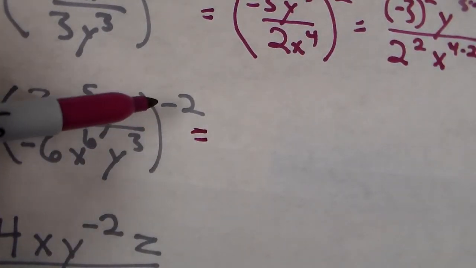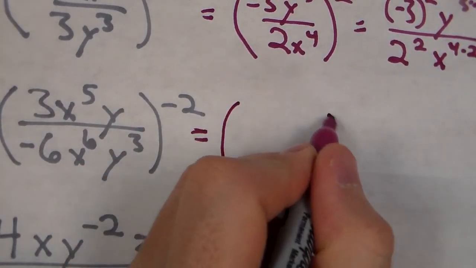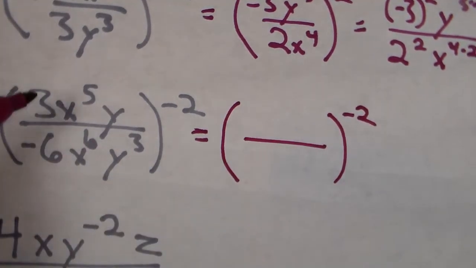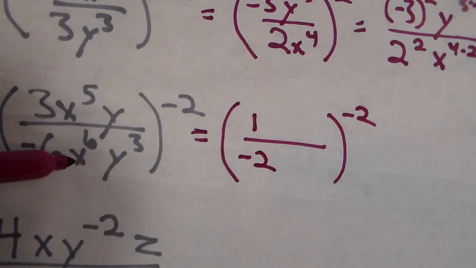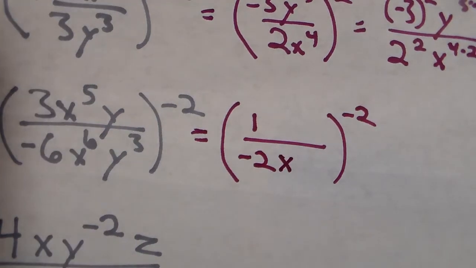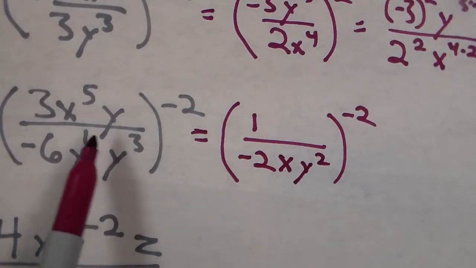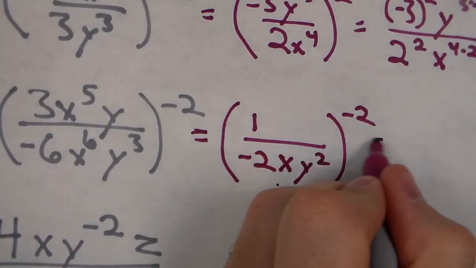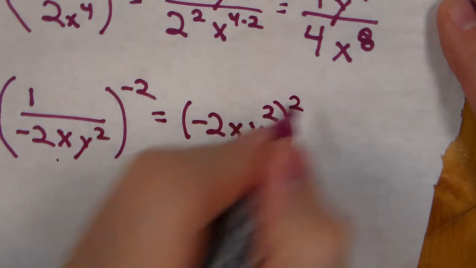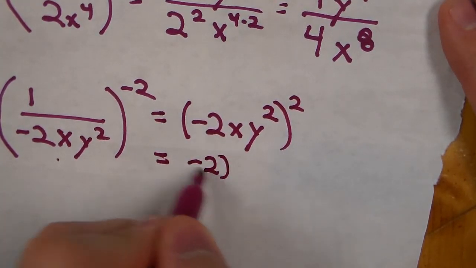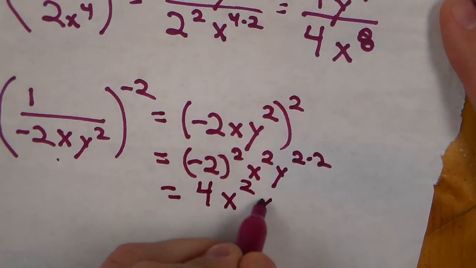Next problem, before I flip them, I'm going to simplify inside this, because if I can get rid of terms and make it nicer, that's going to help me out. So we'll still keep the negative 2 there, but what if I simplified here? Because 3 over negative 6 is 1 over negative 2. X to the 5th over x to the 6th is actually leaving me with an x on bottom. Y over y to the 3rd is going to leave me with a y squared on bottom. So now, instead of all of this having to flip, I'm just flipping this, which by taking the reciprocal comes out to be negative 2x y squared, squared. So now it's negative 2 squared, x squared, and y to the 2 times 2, which gives me 4x squared y to the 4th.